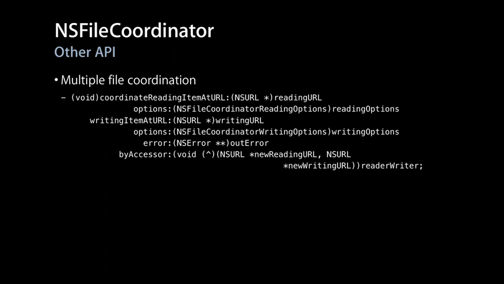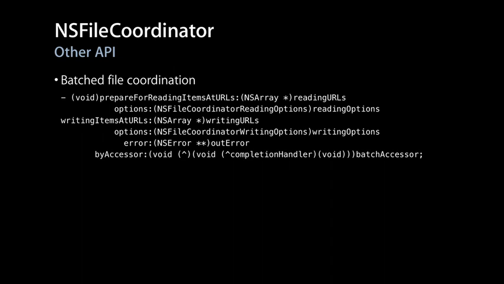Let's talk about some other File Coordinator API. There's API for doing multiple file coordination. Say, for example, reading at a URL and writing at a URL all as part of the same action. You would use this typically for things like copies or moves. You'll notice that in each case, you pass in the URL that you want to read from and the URL that you want to write to. As a difference, the by accessor block also takes two URL parameters, basically a new reading URL and a new writing URL. You would want to make sure that you use those parameters as part of your block that's doing that reading and that writing.